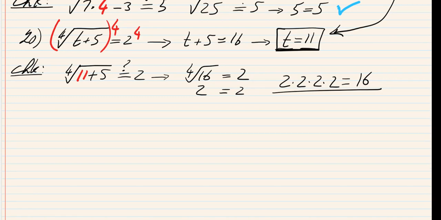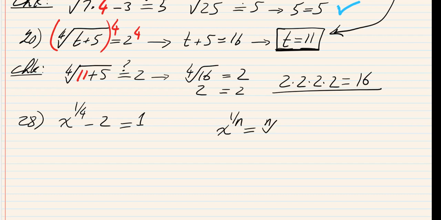Let's take a look at something different. Let's take a look at number 28, for example. Number 28, we have x to 1/4 minus 2 equals 1. Now, x to 1/4, this is a rational exponent. In one of the sections earlier in chapter 10, we looked at the relationship between radicals and rational exponents. Let me put that relationship more specifically. X to 1 over n is the nth root of x. So x to 1/4 means the 4th root of x.